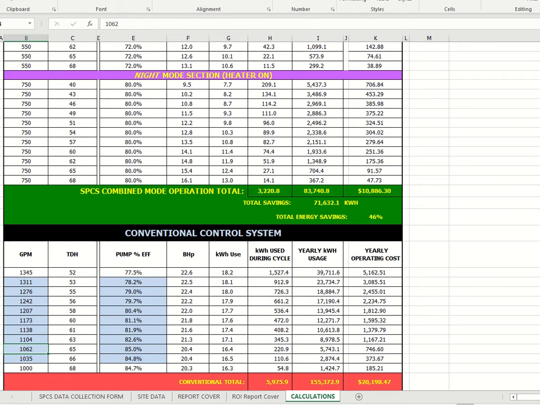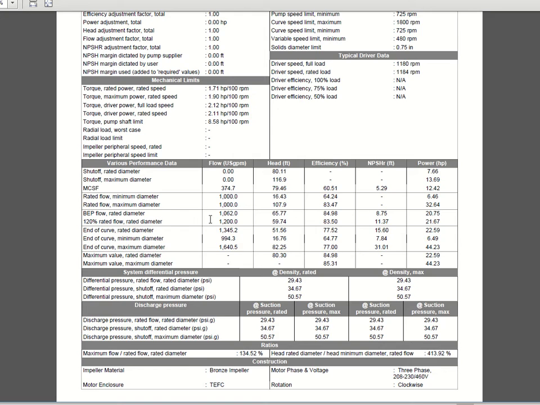Okay, the next point we had was 1200 GPM at 59 feet, so there's 60 feet. And you see, we were pretty close. Well, we're going to change that to make it even more accurate. So 1200 GPM, 60 feet. The efficiency at that point, however, was 83.5%.